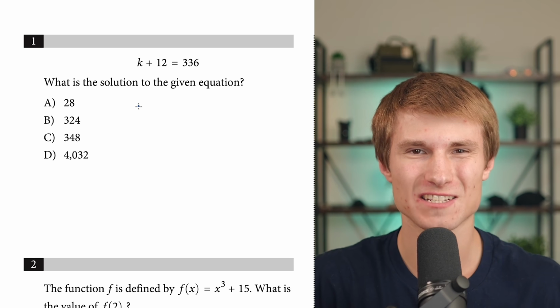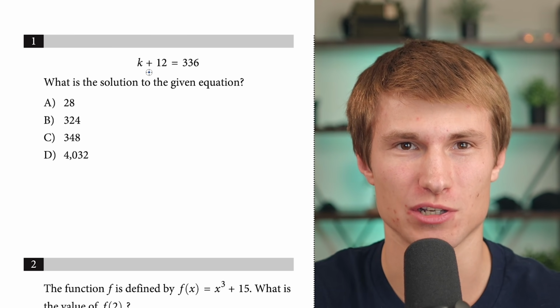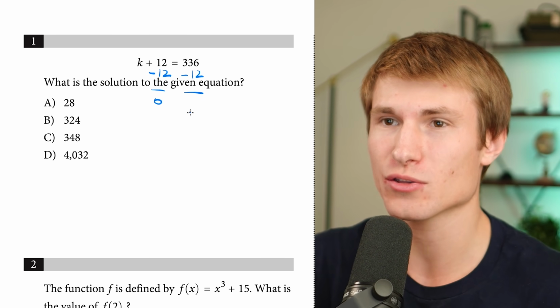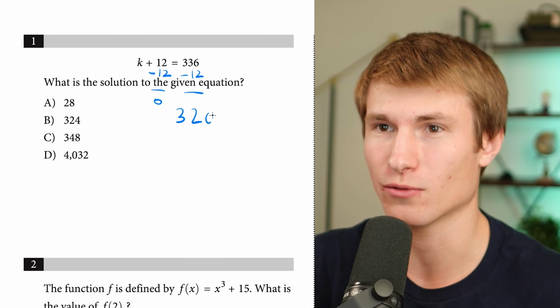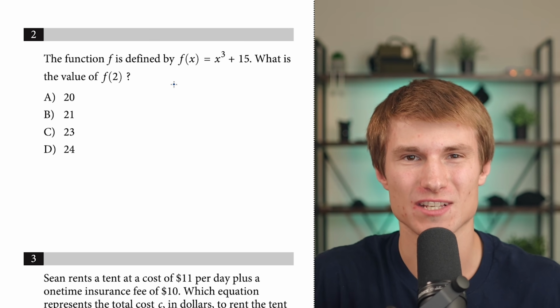Here's how to solve this SAT math question in under 30 seconds. Question 1 states, what is the solution to the given equation? All we have to do here is isolate K by subtracting 12 from both sides. 336 minus 12 is 324, so we know that K will equal 324, and our answer is B. Here's how to efficiently solve this SAT math question.